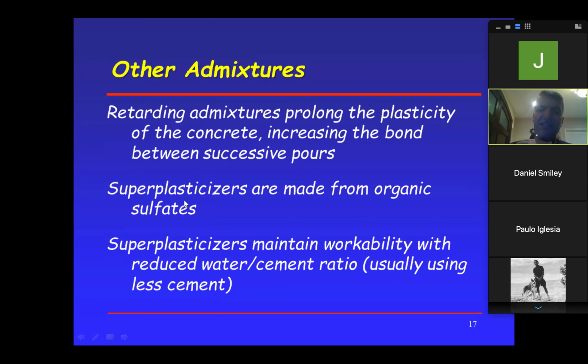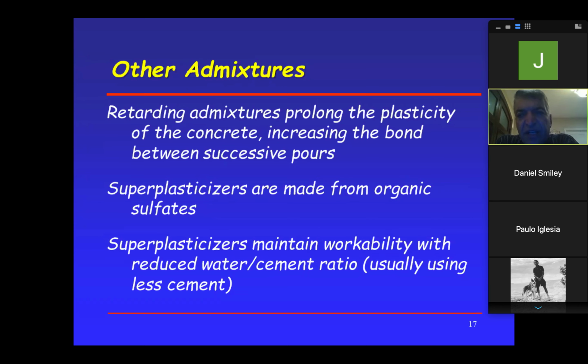Superplasticizers are made from organic sulfates. This is just a specific admixture. They are made from organic sulfates. And then the superplasticizers maintain workability with reduced water-cement ratio, usually using less cement. So this is very important, the water-cement ratio, W/C. You've seen it in your materials lab, right?